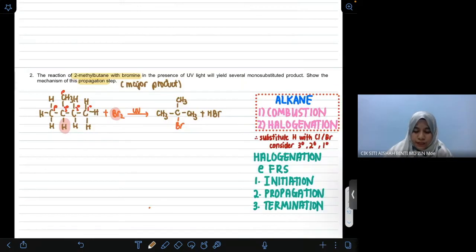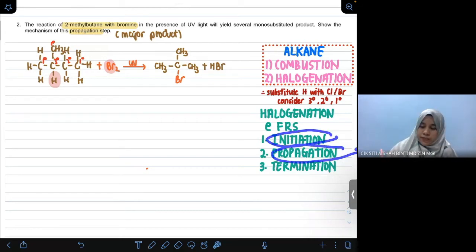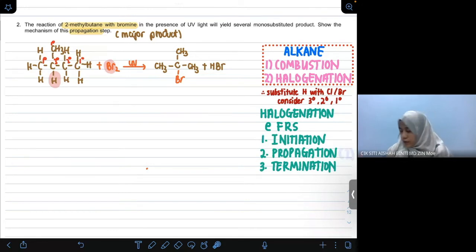Okay, so for the mechanism of free radical substitution ataupun the halogenation of alkane, there are actually 3 steps. So 3 step ni, we have our initiation, propagation, termination. Initiation ni first step, lepas tu dia ada satu sahaja step dia. Propagation ni second step, there's 2 steps. Okay. So, sebab initiation tu simple saja, so I'm gonna show both lah. Misal buat untuk initiation juga, even though the question does not ask you to. Tapi sebab initiation simple sahaja, so bolehlah kita buat.